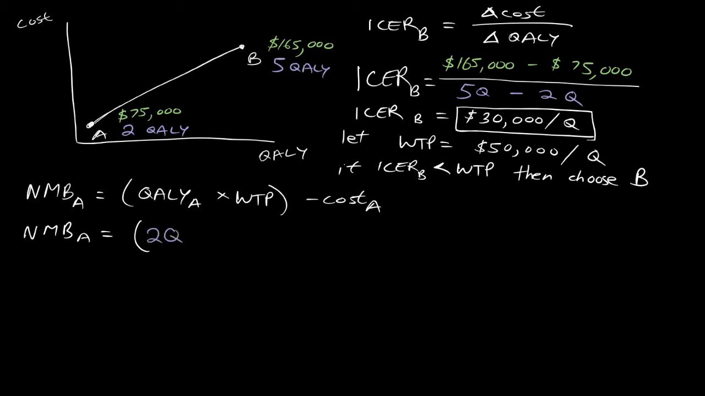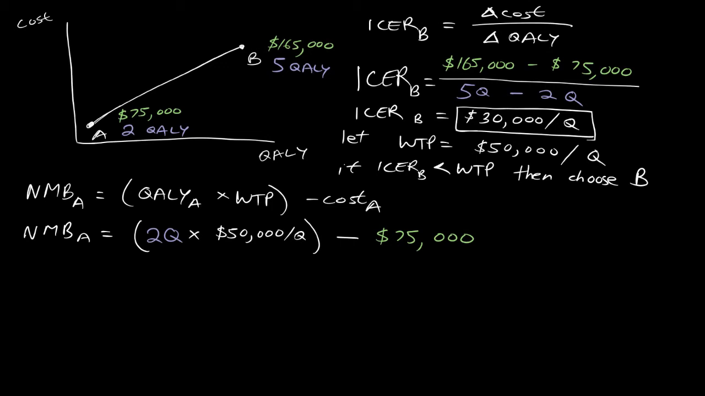So what's the net monetary benefit of A? Well, it's the effectiveness of A, that's 2 qualities, times the willingness to pay, and remember we said that's $50,000. Willingness to pay is something that we as a society have to decide: how much we value a perfect year of health, how much we'll pay for one quality adjusted life year. So 2 qualities times $50,000 per quality, those quality units cancel. So when we subtract the cost, the units will just be dollars minus dollars, and the net monetary benefit will be in dollar terms because it's monetary benefit.